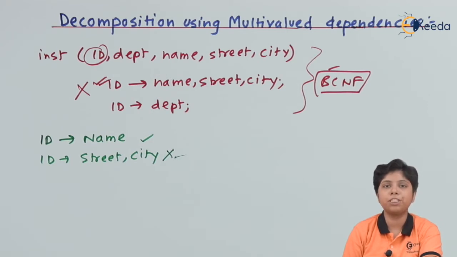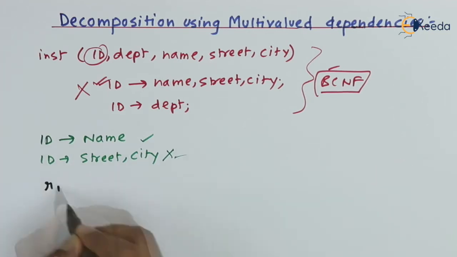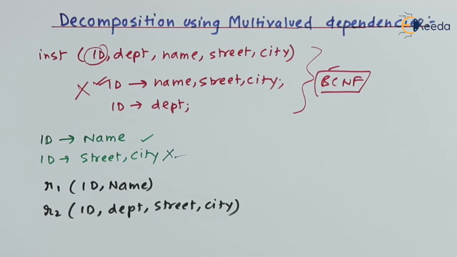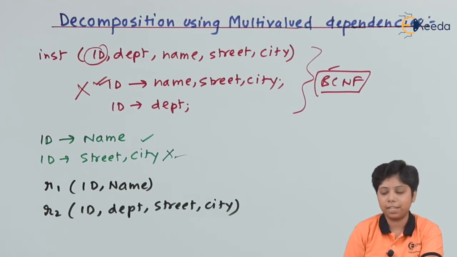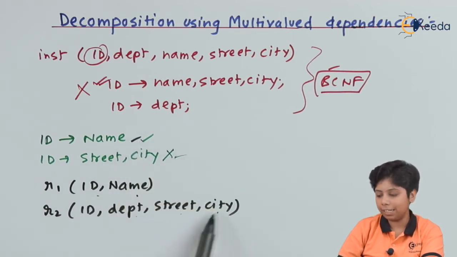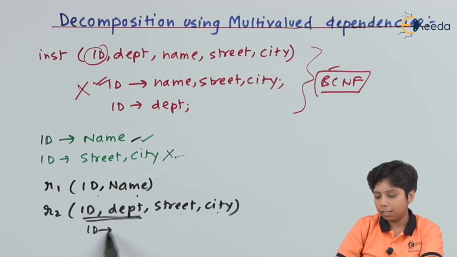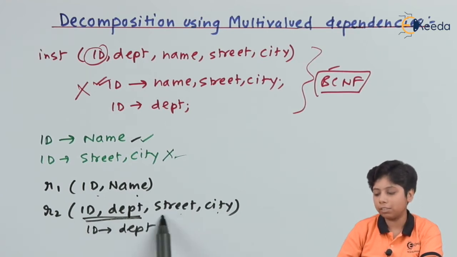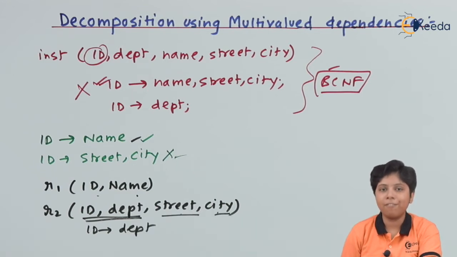Now, following the decomposition in BCNF, we can divide the relation into two relations. These two relations are in BCNF because ID determines name, and ID determines department, street, city. That means ID defining department holds, but ID defining street and city does not hold. So it is in BCNF but it does not preserve the multivalued dependency. That means street and city can be repeated for a single ID corresponding to it.